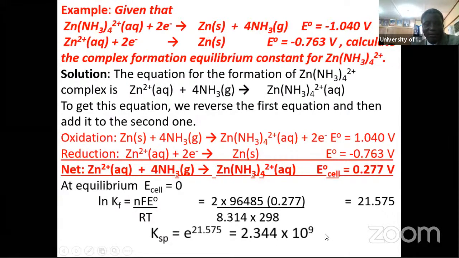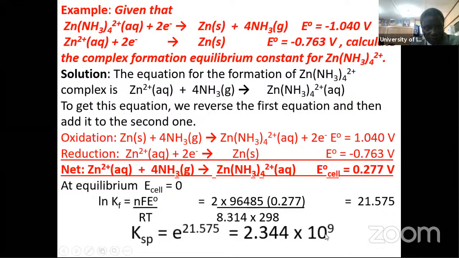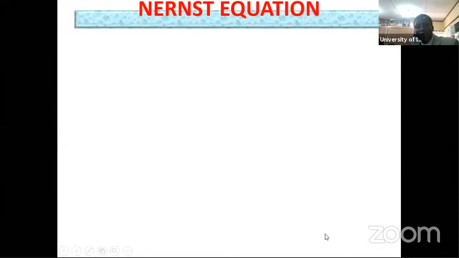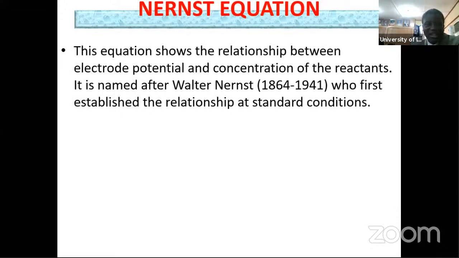So that's another example, and we can go on and on. But what we have just done is look at standard conditions, which covers most cases. There are situations where the conditions are not standard, and that leads us to what we call the popular Nernst equation. The Nernst equation shows the relationship between the electropotentials and the concentration of the reactants. It is named after Nernst.